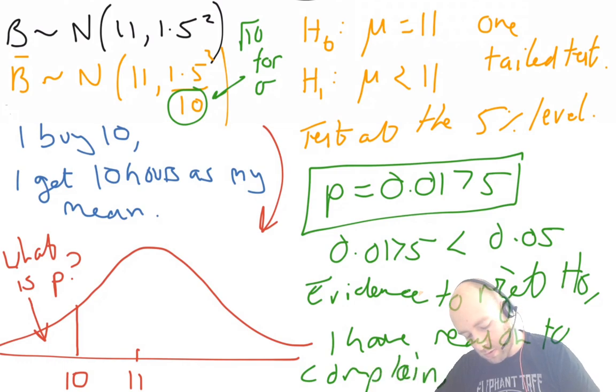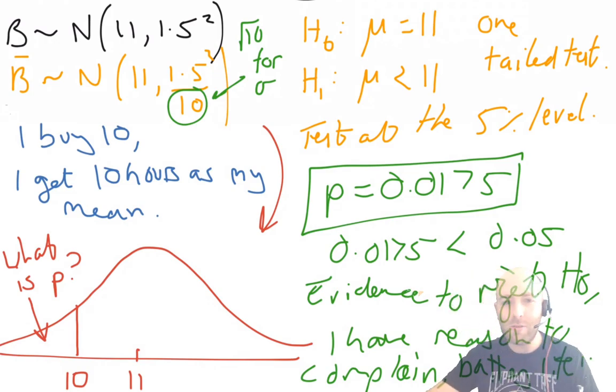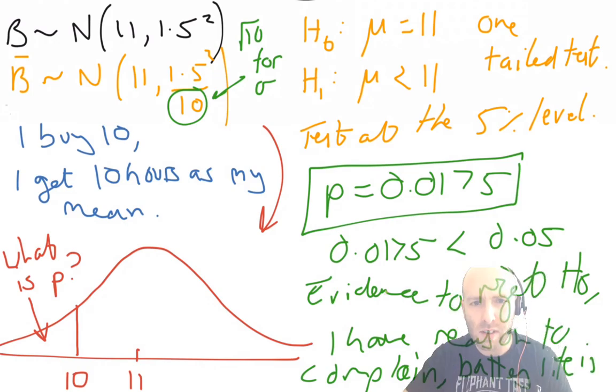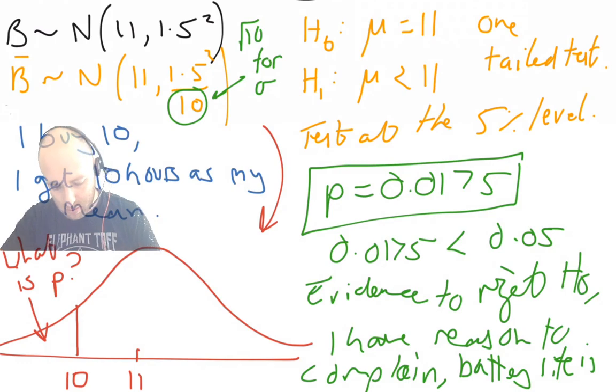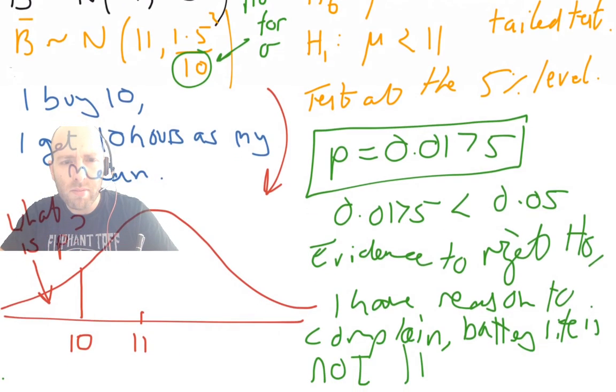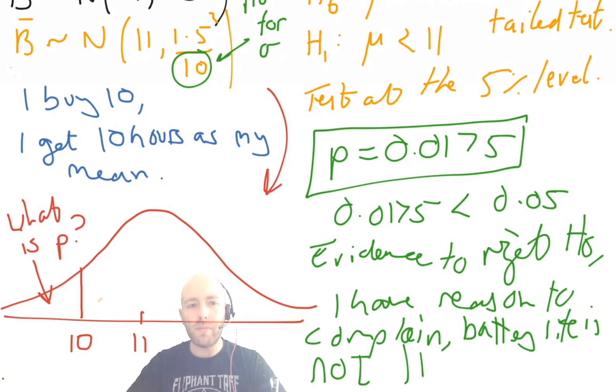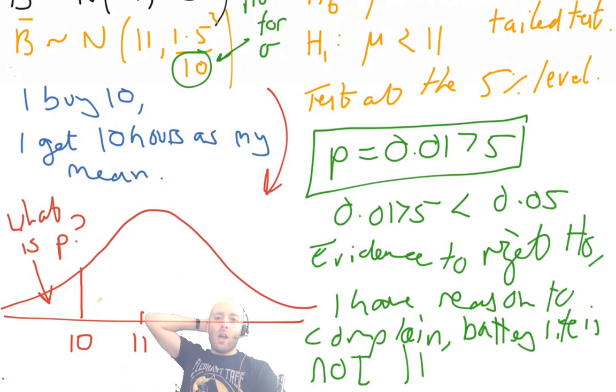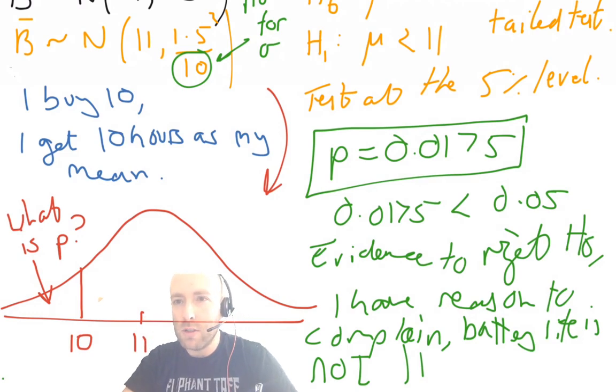Running out of room here. Battery life is not 11, is what I want to say down there. Cool. Hopefully that made sense to all of you. That was the kind of basic version where we're just testing the probability. Normally when we do this, we'll find critical regions like we did with the binomial hypothesis testing as well.